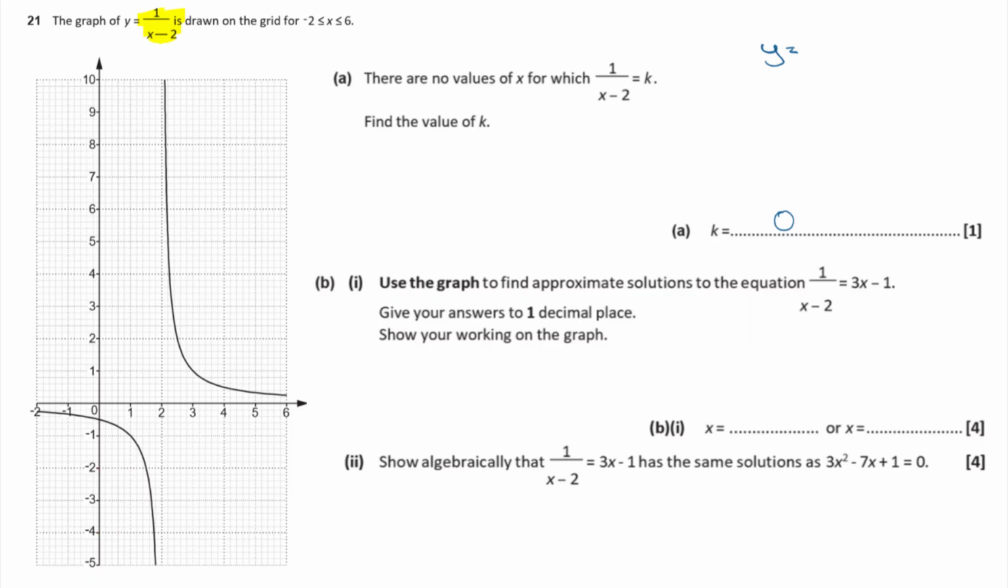Part B, use the graph to find the approximate solutions of the equation 1 over x minus 2 is equal to 3x minus 1. Okay, well remember again, this is our function that we've been given, this is our y value, and now we've got a new function 3x minus 1. So if we plot on the graph y is equal to 3x minus 1, then where those two lines cross, they will be the solutions to my graph.